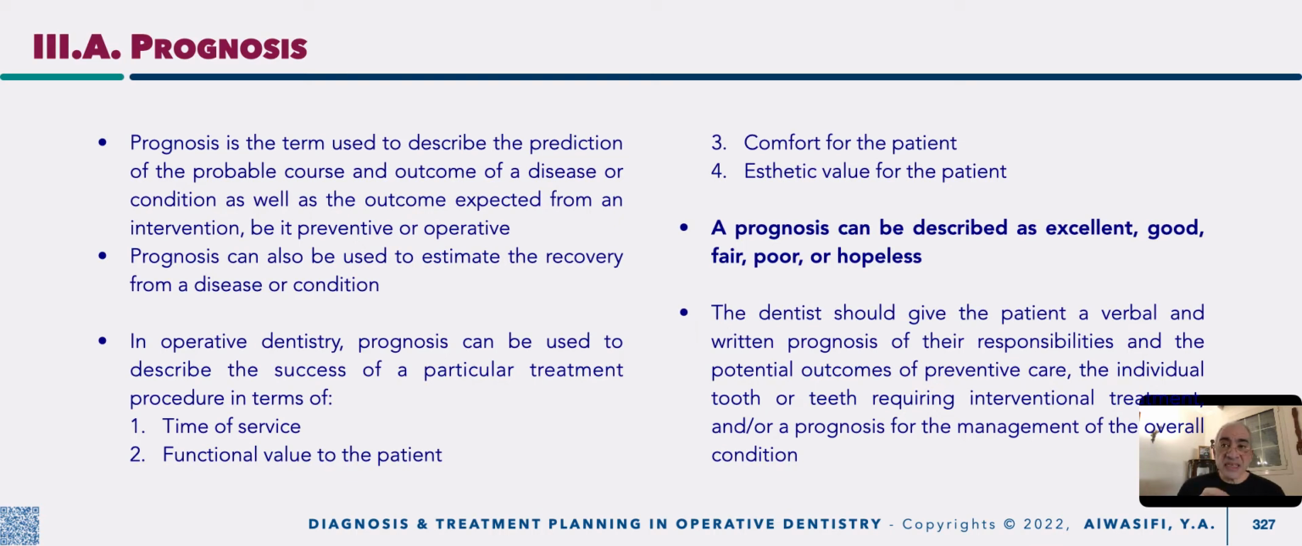Prognosis can be scaled and described as excellent, good, fair, poor, or hopeless. The dentist should discuss all the expected prognosis of the case and what is his responsibility and what is the patient's responsibility that plays a major role in the prognosis of the case. Who is responsible for what?